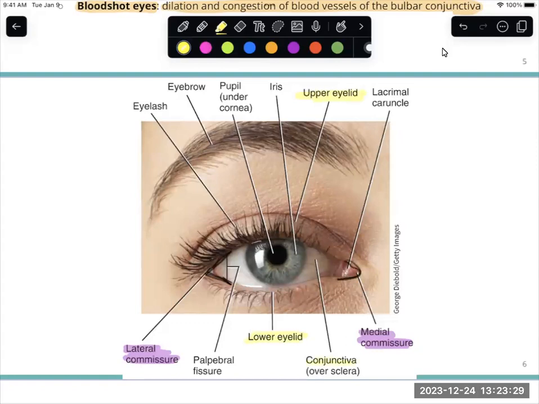The conjunctiva sits over top of the sclera. So that conjunctiva is a clear layer over top that helps to protect that eyeball. It's got all those blood vessels in it that can give that bloodshot appearance if you didn't get enough sleep. If you're coughing a lot, it can actually cause the blood vessels in your eyes to dilate, and you can get some pretty bloodshot eyes. That palpebral fissure, that opening in the eye, and I hope we all know what eyebrows and eyelashes are.